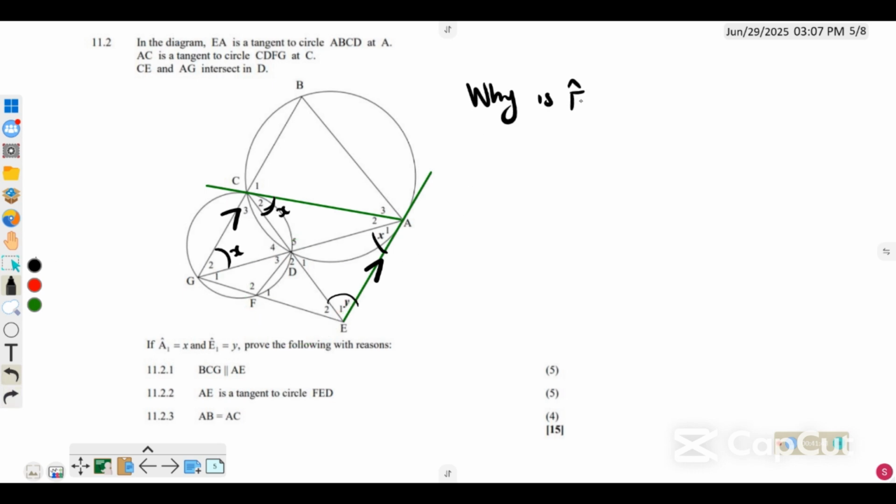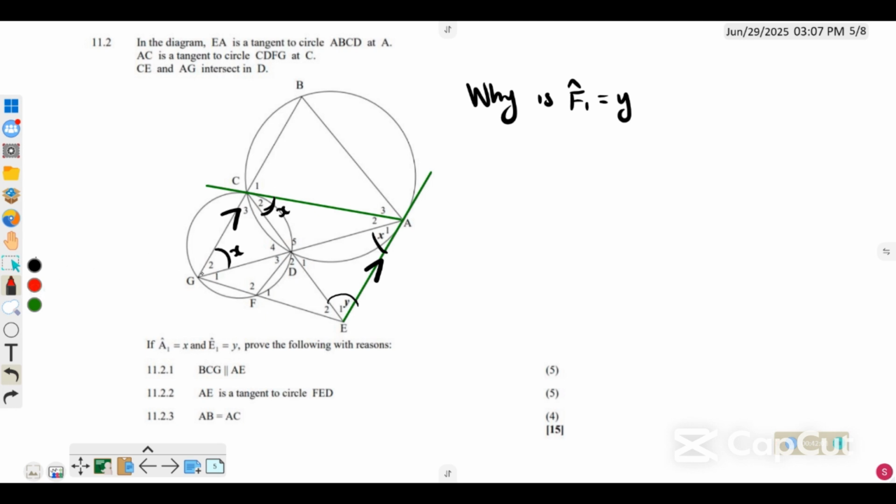Why is angle F1 equal to y? That's the reason we need. If we can prove that, then we are done. Let's go and look for it. Let's go and find out why that angle is equal to that. So we structure our argument now.